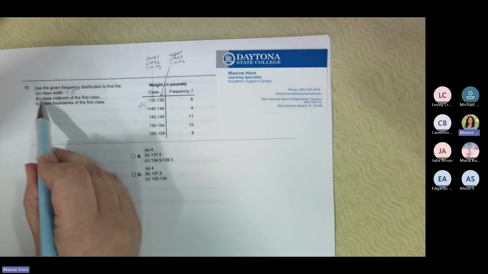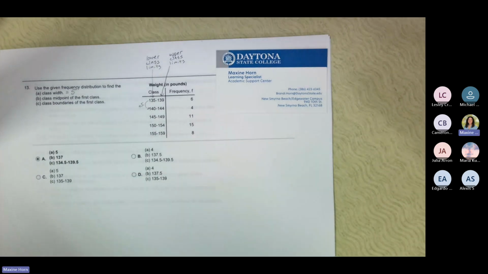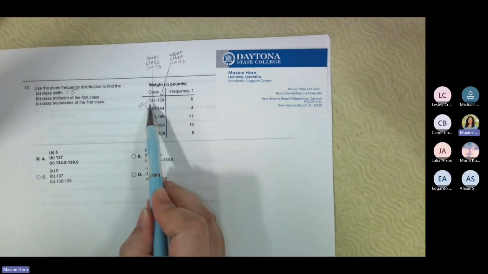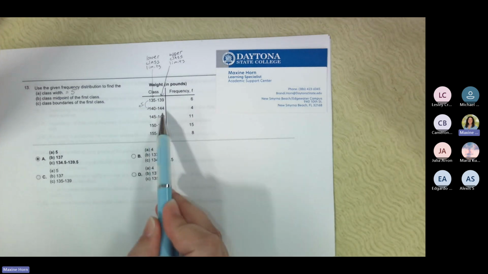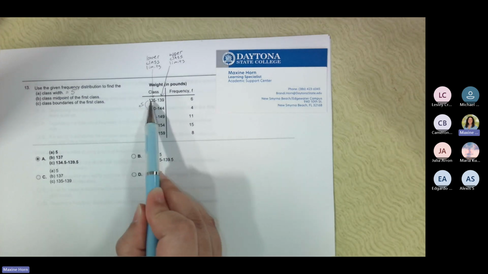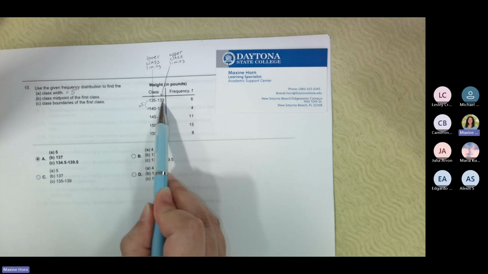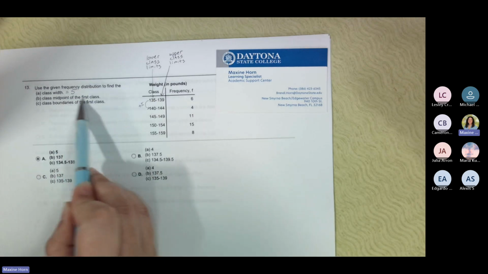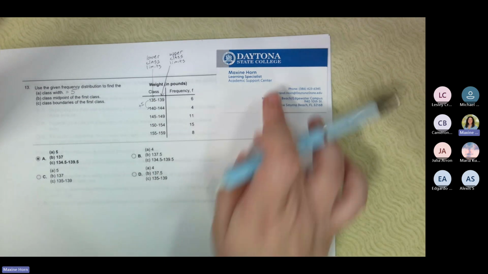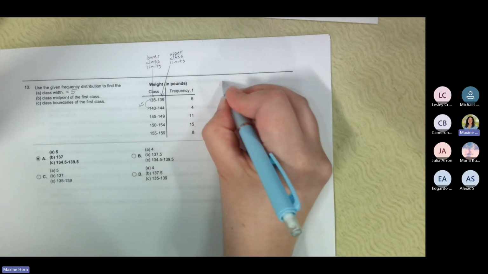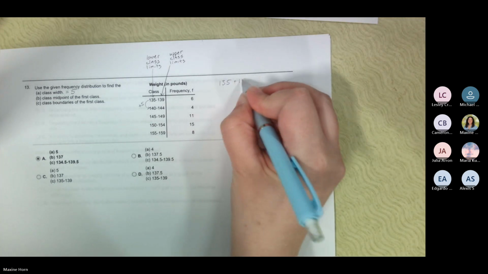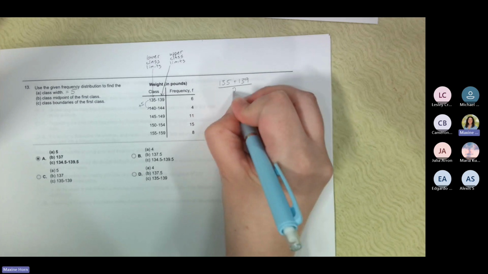Okay, then it wants the midpoint of the first class. So the midpoint of a class, any class, is the average of the lower class limit and the upper class limit. So it's asking specifically for the midpoint of the first class. So let's do that one. So how do we take the average of these? We add them up and we divide by 2.